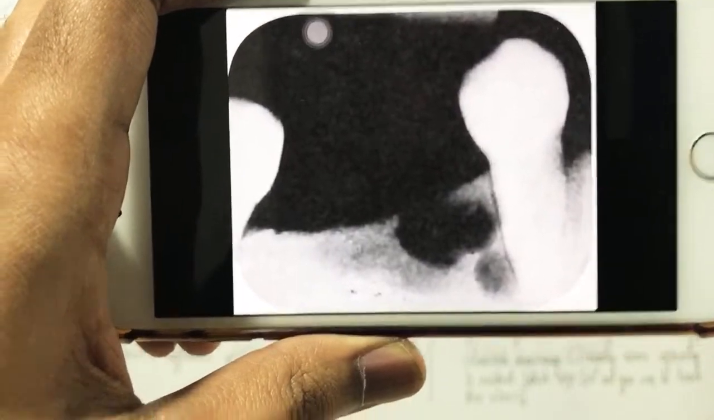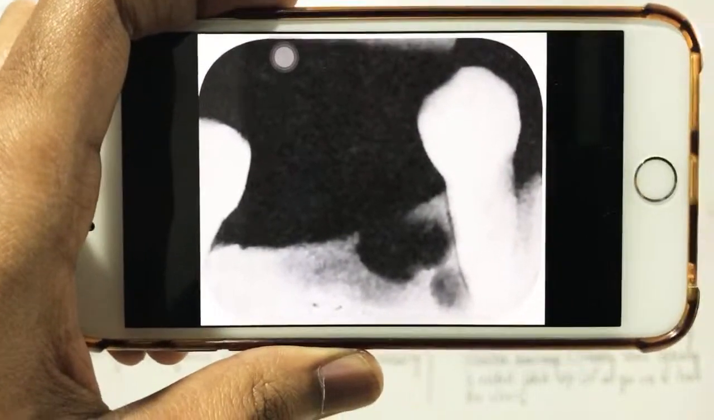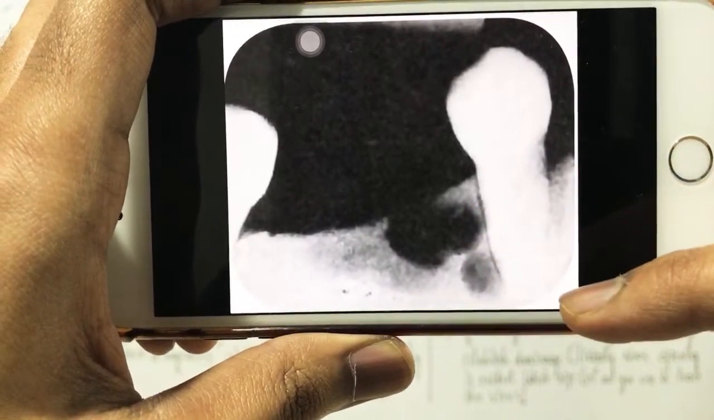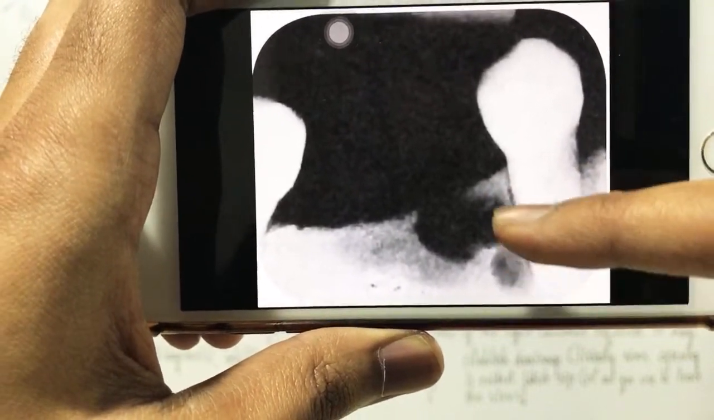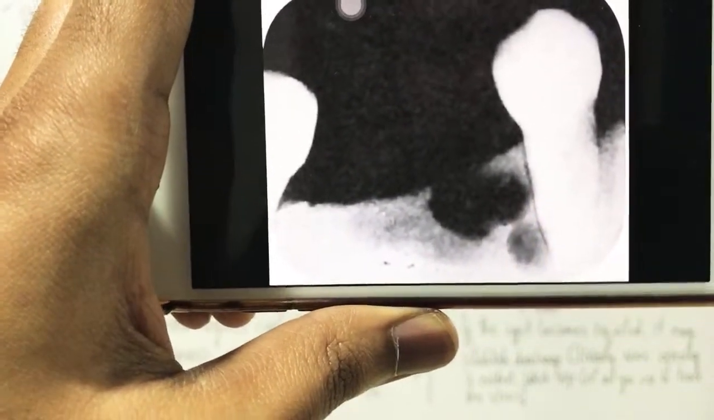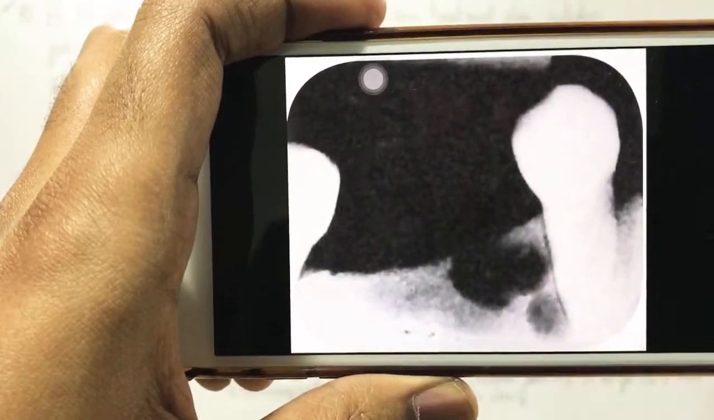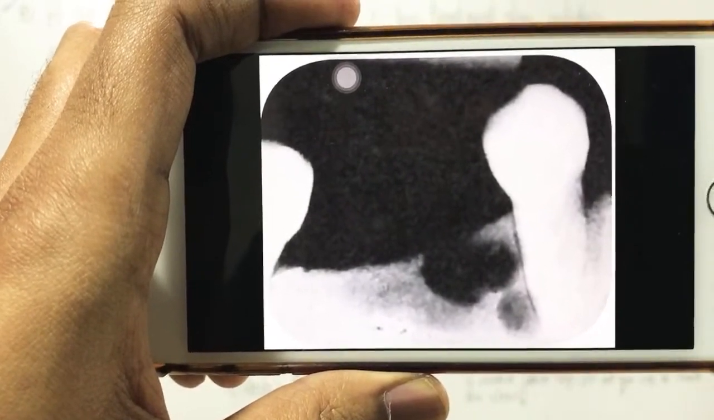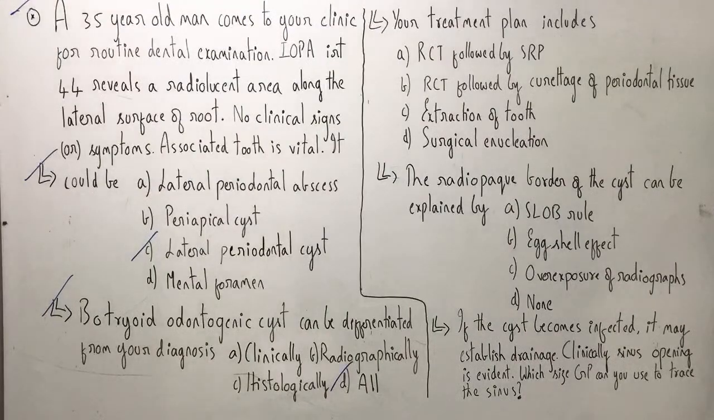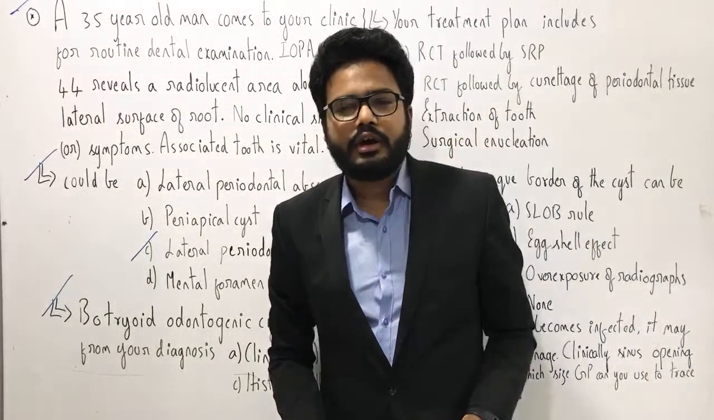What about this? This is a case of botryoid odontogenic cyst, which we are discussing now. As you can see, it's a polycystic variant, and you can see multilocular appearance, right? So radiographically, botryoid odontogenic cyst can be differentiated from lateral periodontal cyst through multilocular appearance.